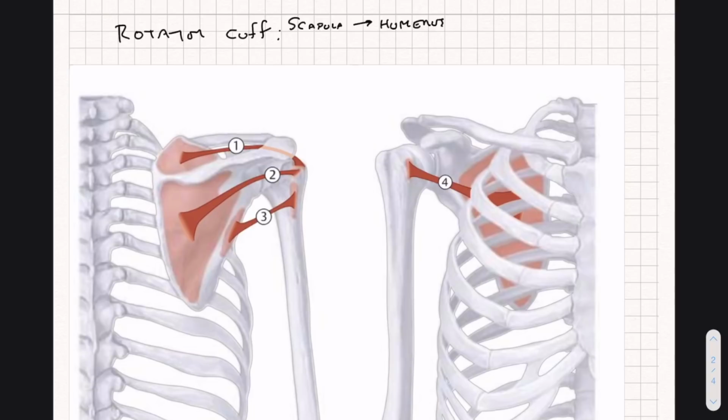There's 4 of them, and the mnemonic the TAs like to teach are these are the SITS muscles, SITS. And as we go through that, we'll talk about how that makes sense and why it's helpful. This is a pretty simple group because they insert into the same place. 3 of them insert into the same place, and then one more inserts just into the opposite.